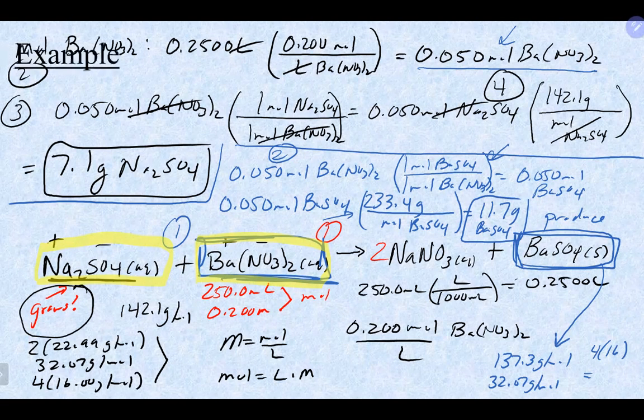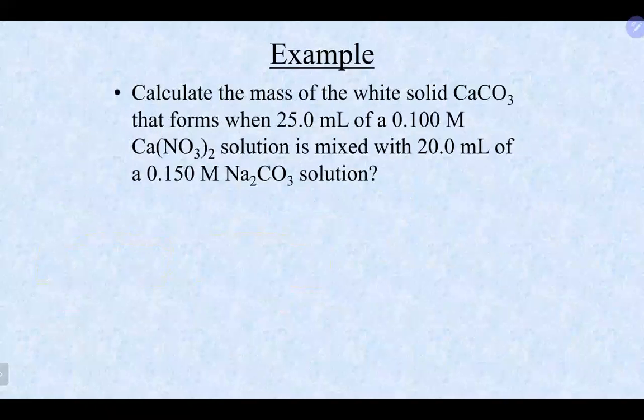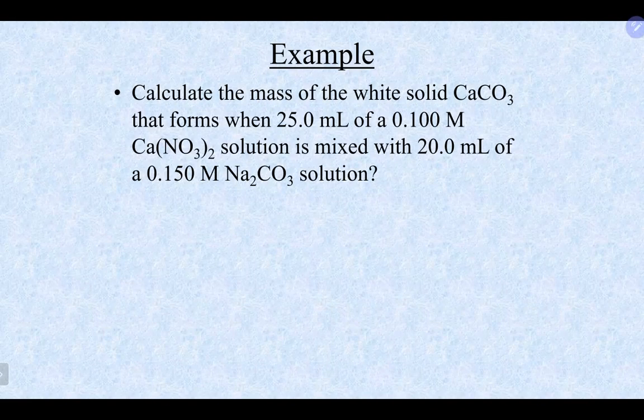All right, so let's take a look at maybe another one here. We want to calculate the mass of calcium carbonate that forms when we mix 25 milliliters of 0.1 molar calcium nitrate with 20 milliliters of 0.15 molar sodium carbonate.